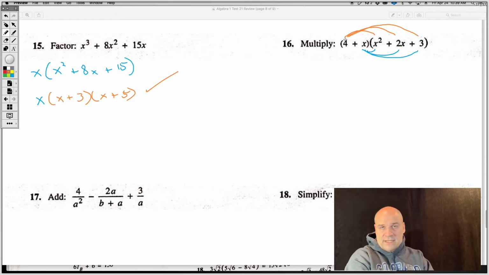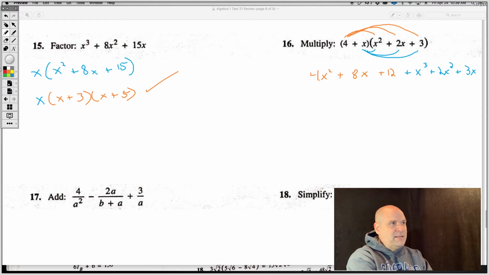So 4 times x squared is 4x squared. 4 times 2x is 8x. 4 times 3 is 12. Okay, now let's multiply the x times everything. X times x squared is x cubed. X times 2x is 2x squared. And x times 3 is 3x.